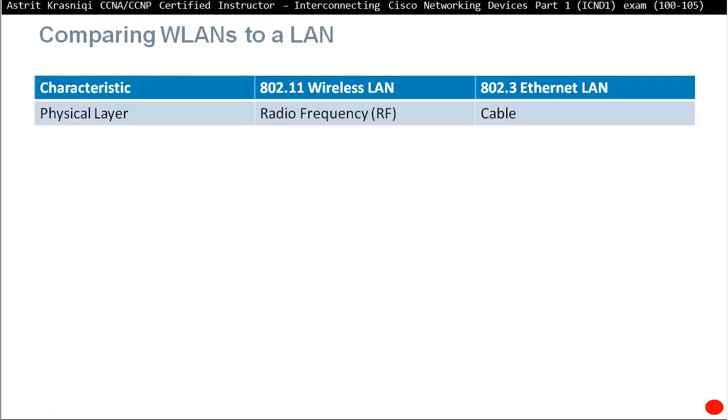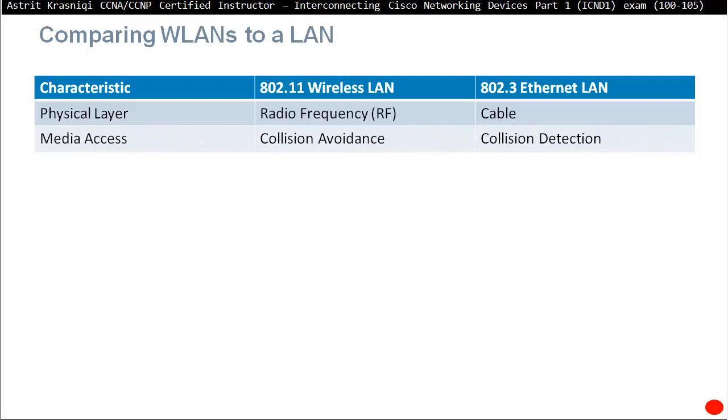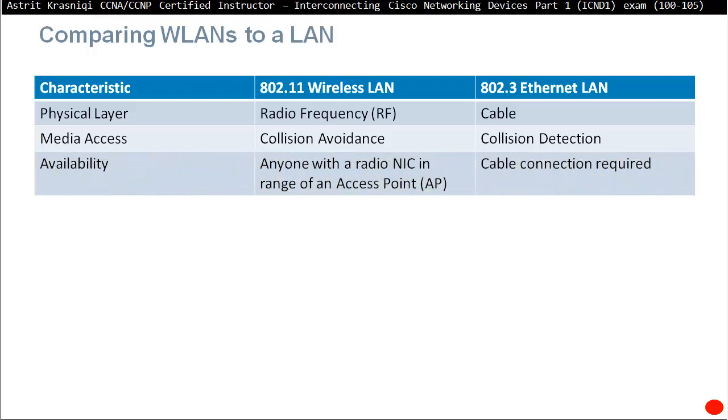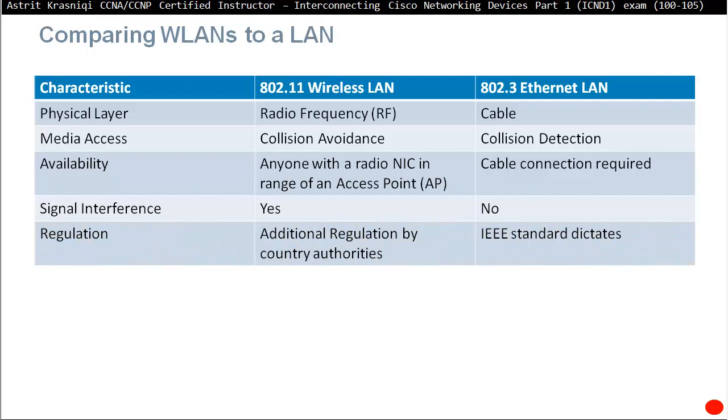Comparing WLAN, or wireless local area network, to a local area network. WLAN needs radio frequency, while 802.3, that's Ethernet, needs a cable. Media access: WLAN uses collision avoidance, while Ethernet LAN uses collision detection. Availability: anyone with a radio NIC in range of an access point has availability for wireless. For Ethernet, a cable connection is required. Signal interference, yes, we have it on wireless. No, we don't have it on Ethernet.